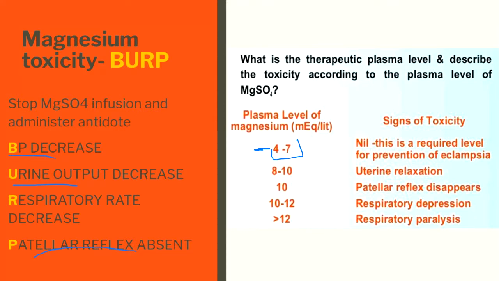So you, as a nurse, are vigilantly watching for it. And some places do draw a mag level. Okay, so it depends. But you got to know that if the mag level is over 8 to 10, it's going to cause uterine relaxation. At 10, the reflexes are going to disappear. If it's 10 to 12, you're going to start getting respiratory depression. And if it's more than 12, you're going to have respiratory paralysis. Okay, like you missed all these signs if it's more than 12.